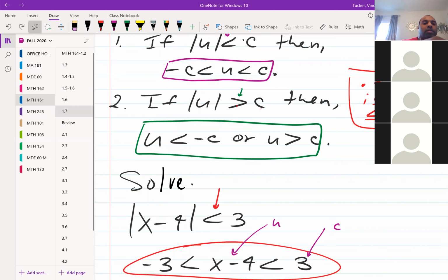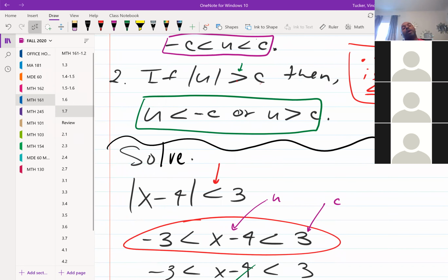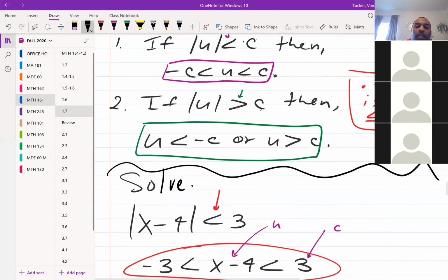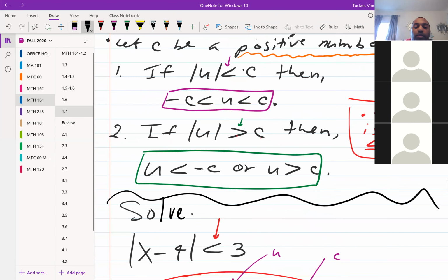All right, so we want to solve the absolute value of x minus 4 is less than 3. So we have the less than symbol here. And so if you go to number 1, if it's less than, that's how you will set it up.